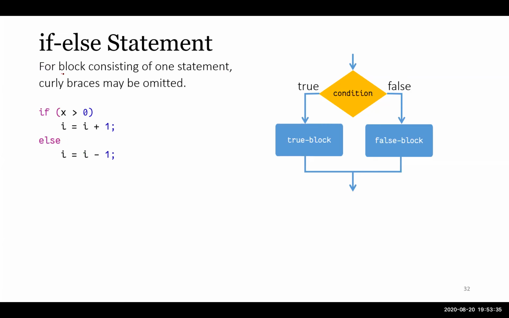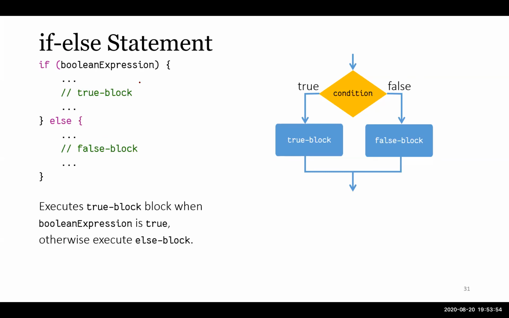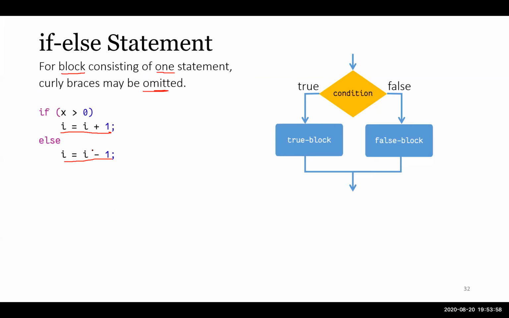Notice that if your block contains one statement, you can omit the curly bracket. Like this. Basically this is one statement. This is how C works: you execute one statement. But if you want to have multiple statements, you put curly brackets to make this one big block statement. If you don't need multiple statements, you just do this.